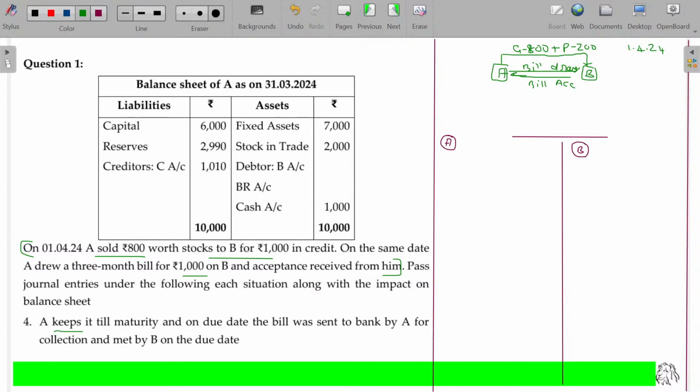A keeps it till maturity and on the due date, the bill was sent to the bank by A for collection. So rather than he himself approaching B for the collection, he deposits it in the bank and the banker goes and collects his money on his behalf. It's not discounting, it's only sending to the bank for collection. Which date? On maturity date. Maturity date being the bill has 3 months validity.